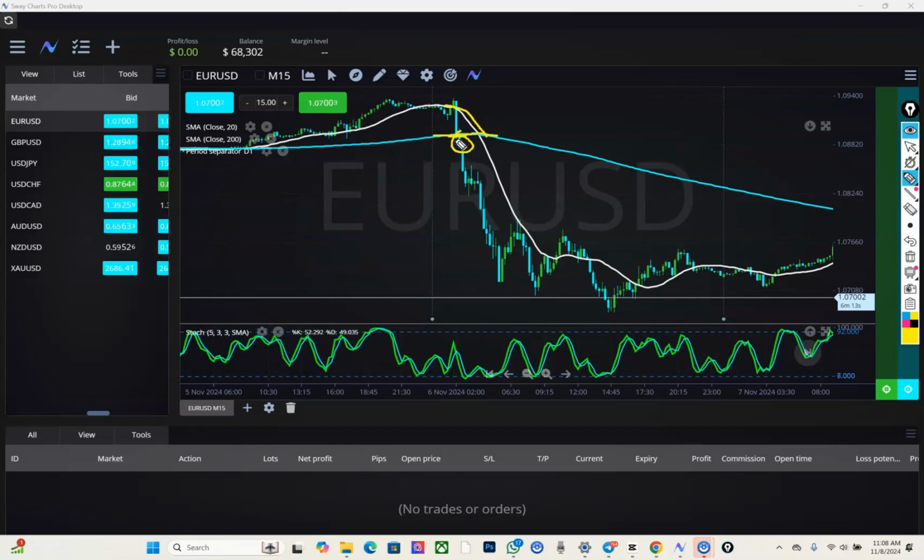Now, when it pushes below both, it's up to you to determine whether you want to get in there or not. But let's say we get in here. Let's say this is our entry. All right. Let's do the E for entry. Boom. Okay. We enter here.